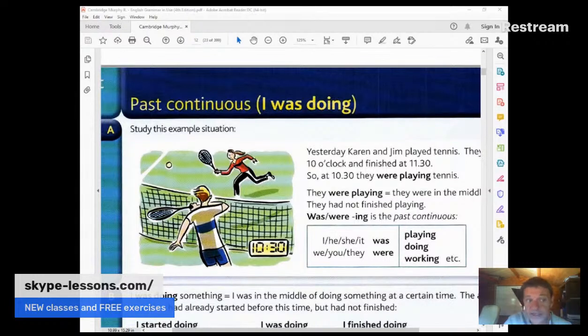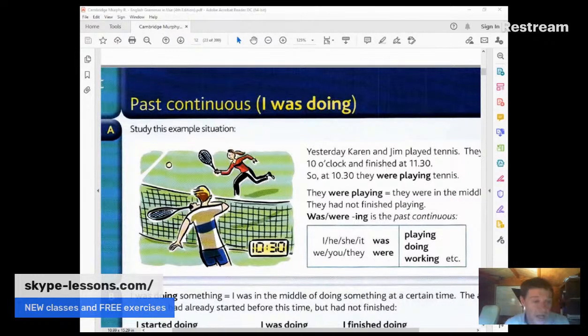You can't say I was wanting. You can't say I was believing, I was understanding. Stative verbs mustn't be used in past continuous either. Now, one thing that Murphy points out is that we do often use past continuous when we say when. We really do. We say at 10:30, if you want to say what you were in the middle of doing at 10:30, you must use past continuous.